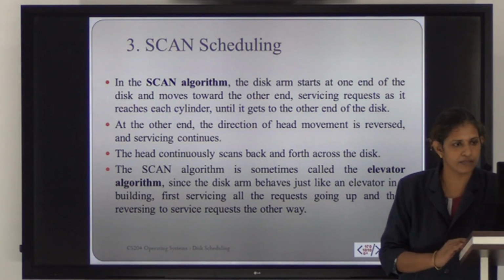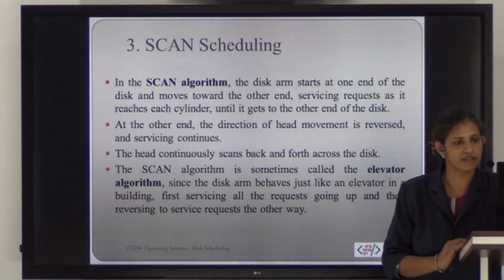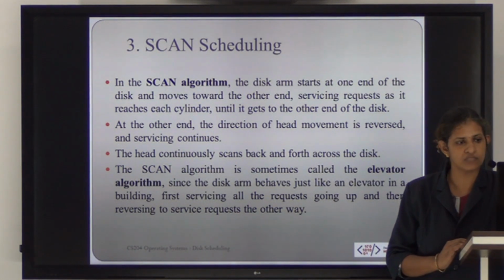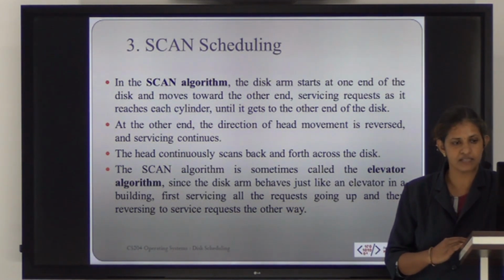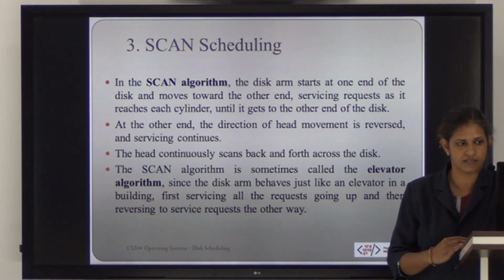The third method is SCAN scheduling. In the SCAN algorithm, the disk arm starts at one end of the disk and moves toward the other end, servicing requests as it reaches each cylinder until it gets to the other end of the disk. At the other end, the direction of the head movement is reversed and servicing continues. The head continuously scans back and forth across the disk.